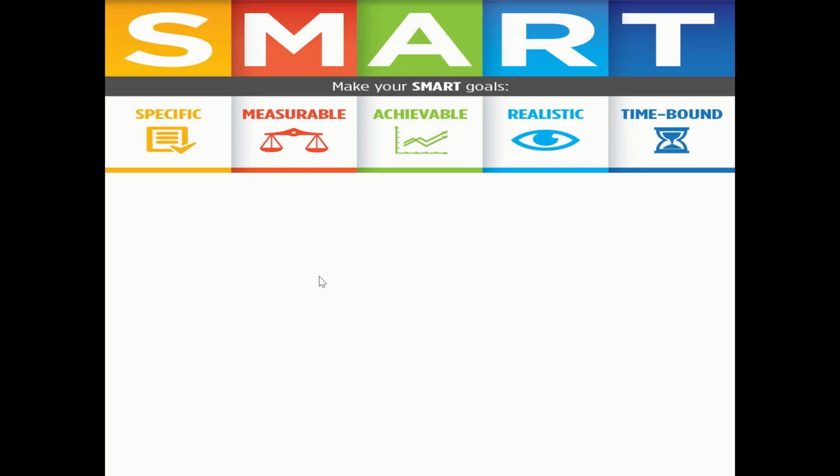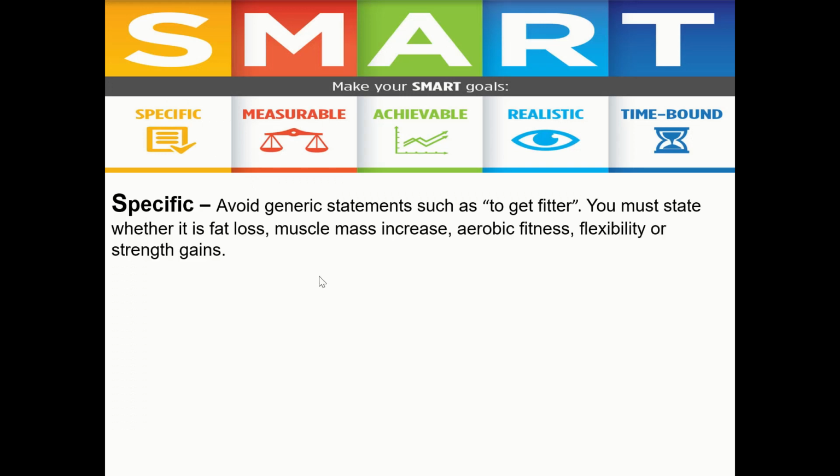So if we look first of all at the letter S, this means specific. What we need to try to do here is to avoid generic statements such as to get fitter, to get a six-pack, something like this. You must state whether it is fat loss, muscle mass increase, aerobic fitness, flexibility, or strength gains that you're looking to achieve through the goal with your client. Now we are going to give much more detailed examples, also incorrect examples, but it's important to know that the goals that you set must be very specific towards a certain goal that your client wants to achieve.